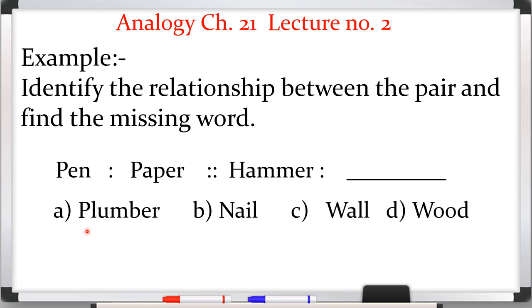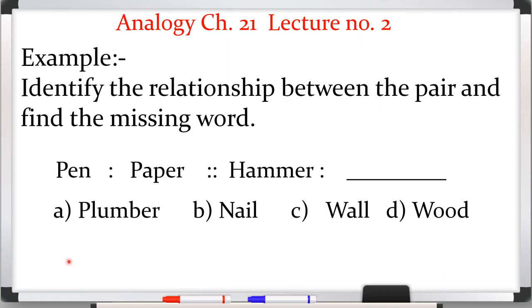We have four options: A. Lumber, B. Nail, C. Wall, and D. Wood. So hammer is used for nail. ठीक है, nail means क्या होता है बेटा? कील. ठीक है, hammer का मतलब होता है हथौड़ी. ठीक है, हम उसको हथौड़ी को किस लिए यूज करते हैं? जब हमें किसी कील को वॉल के अंदर लगाना होता है.